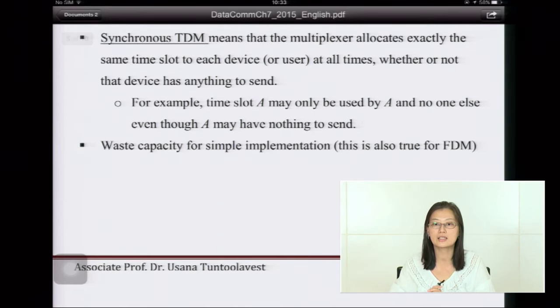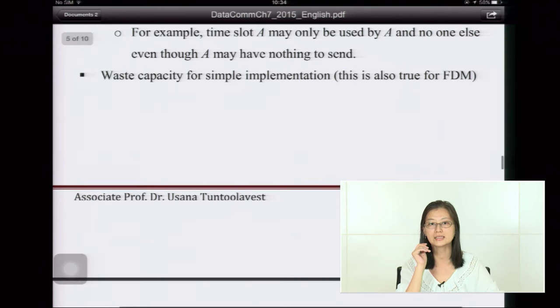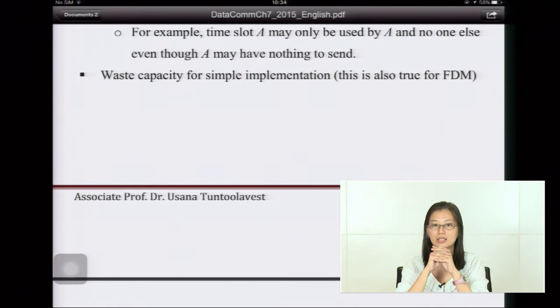So even though the device has nothing to send, no one else can send, because when the receiver looks at it, if it's 0.75 seconds, it has to be channel 1, even though channel 1 is not sending anything. If channel 2 or channel 3 users send at this time, the receiver will be confused and will misunderstand. So when each channel is assigned the time that it can transmit, if it doesn't want to send anything, it has to be idle. Nothing can be sent at that time. Therefore, it wastes the capacity, right? But the benefit is the simple implementation of the circuit.